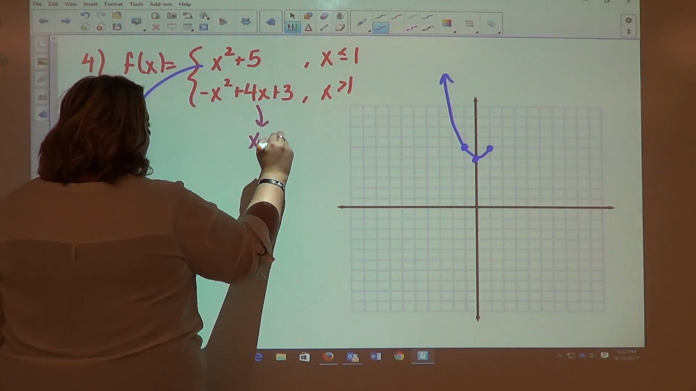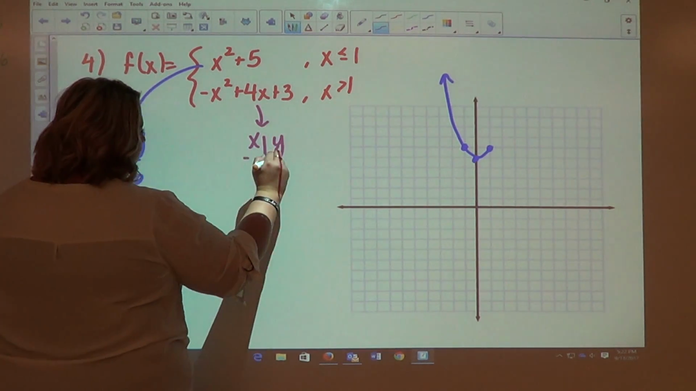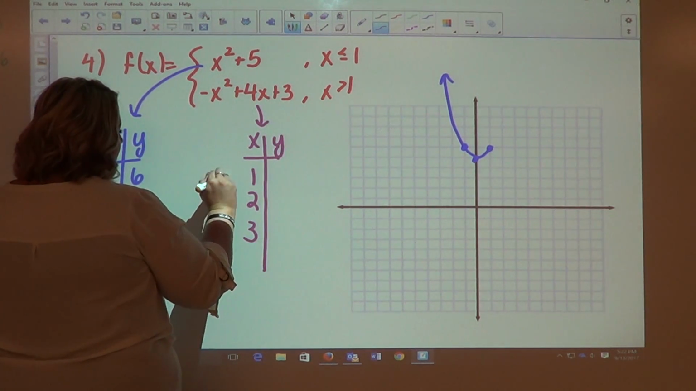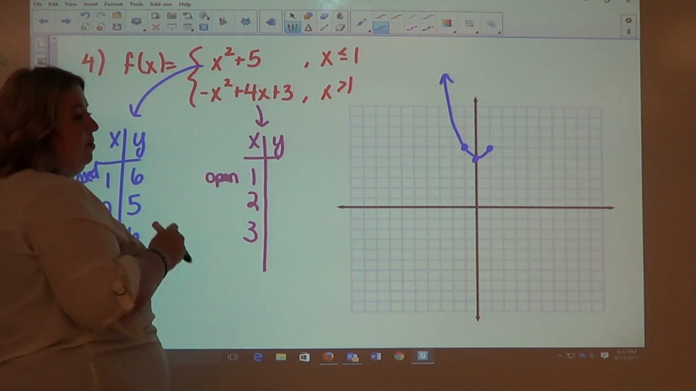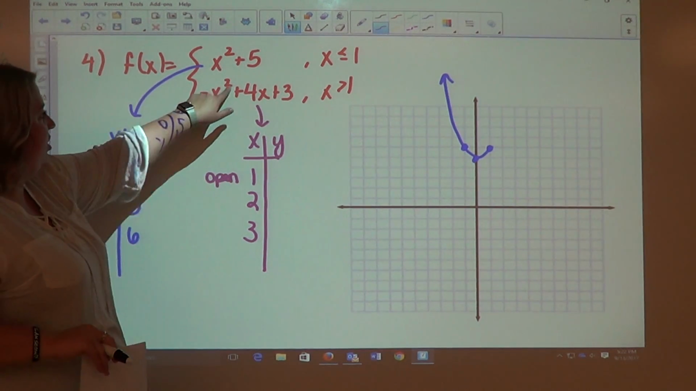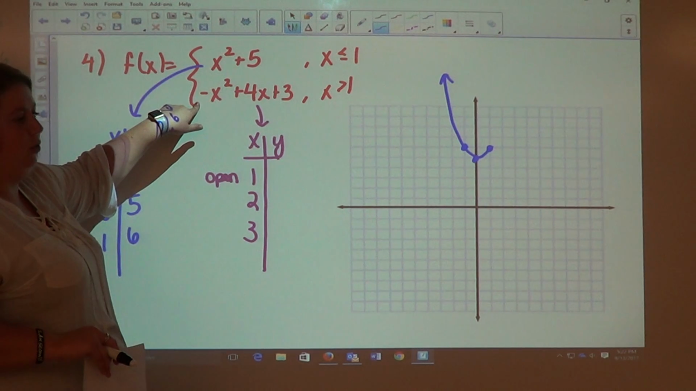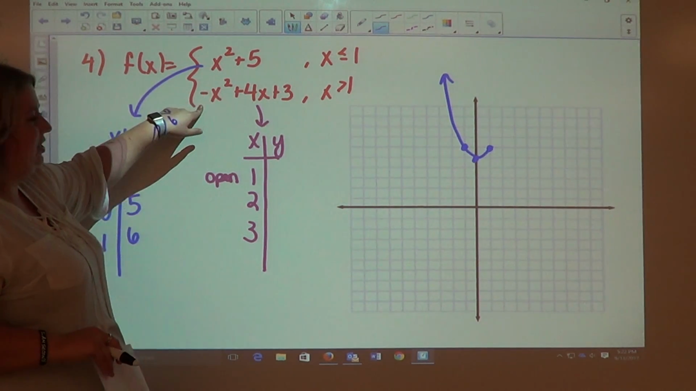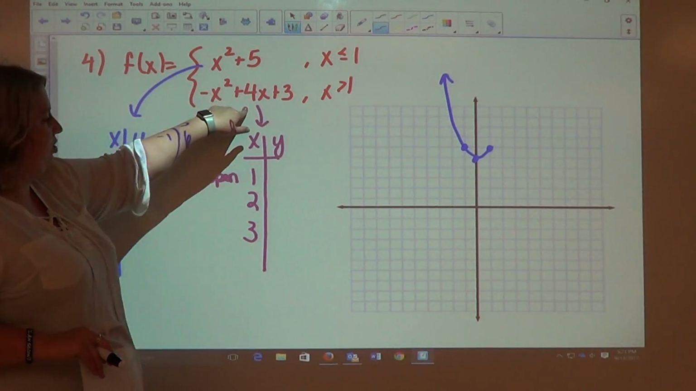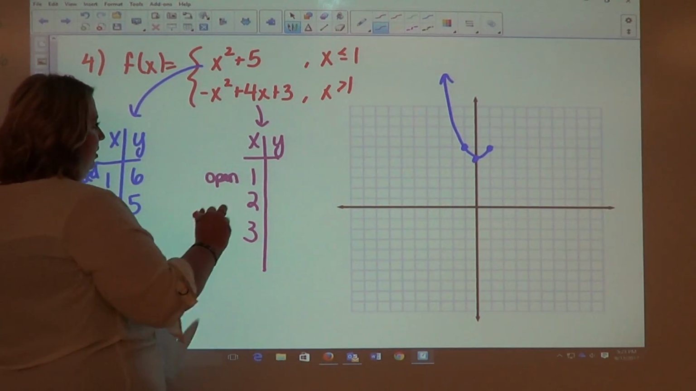Okay, the second one I'm going to make in purple. Same border at 1, but this time it's going to be open. Make sure you follow your order of operations. So I square this first, then I multiply by negative 1. So 1 squared is 1 times negative 1 is negative 1. Negative 1 plus 4 is 3. 3 plus 3 is 6.